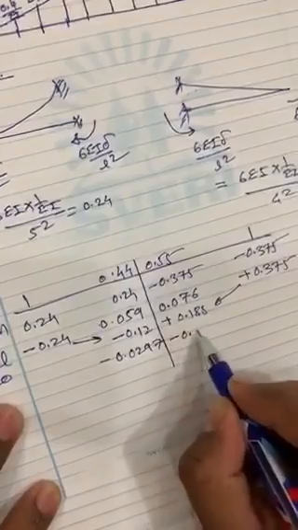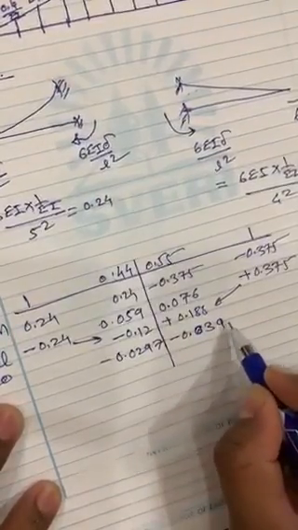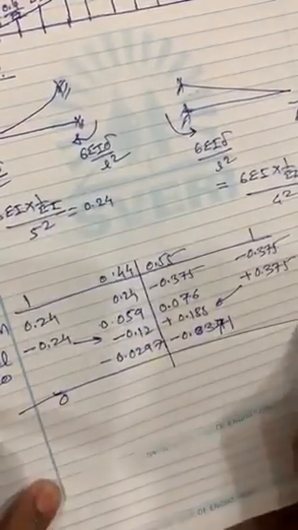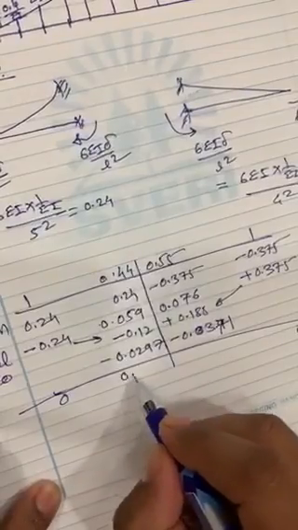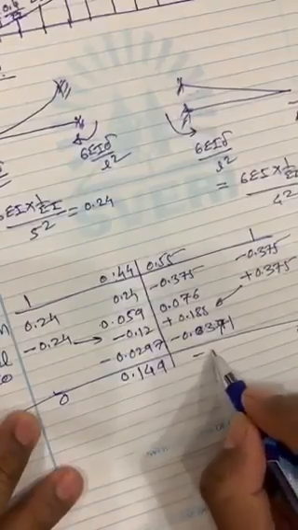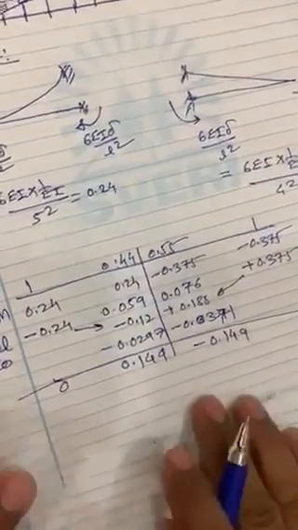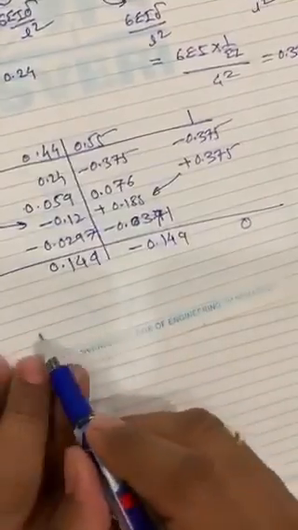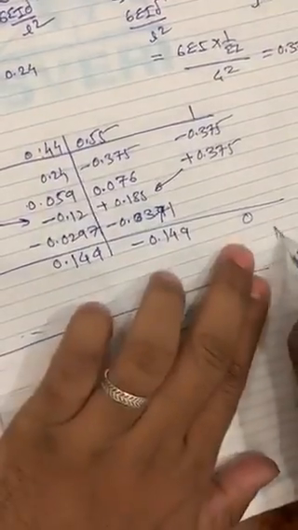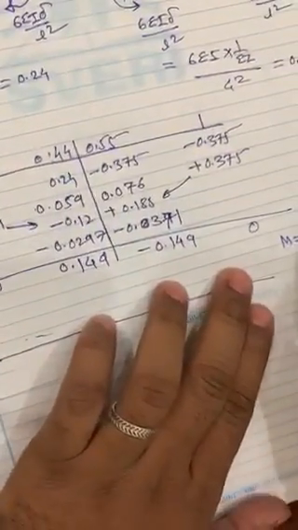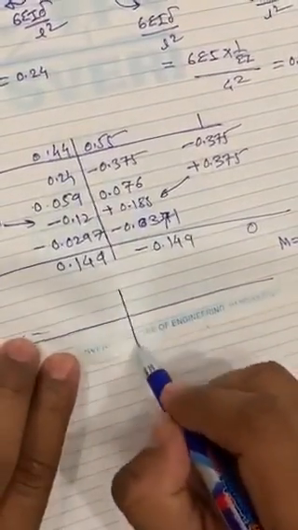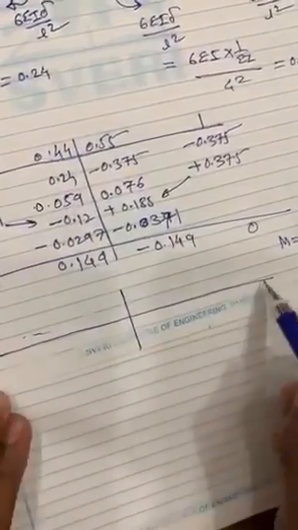If you have studied the moment distribution method, you can understand this. And then you can see now the balance took place. You can just add, this will be 0, and if you add this, it will come as 0.149, and this will come as minus 0.149. This is the M value for our calculation in step number 3. Now whether it will create positive or negative bending moment, that we have to understand.